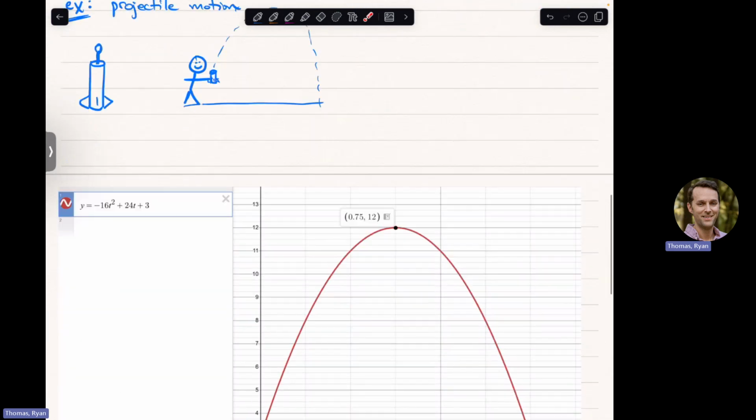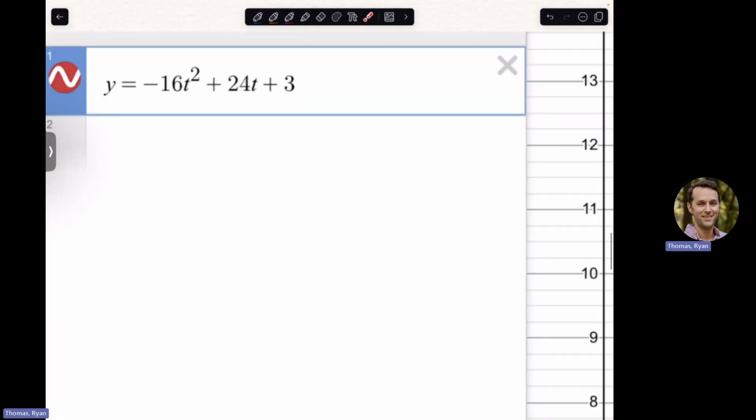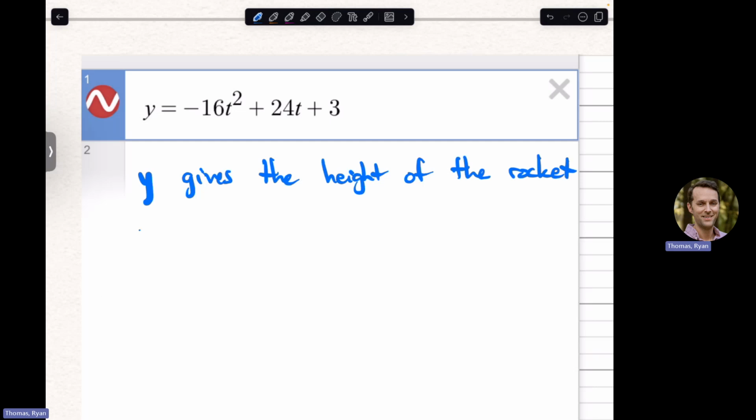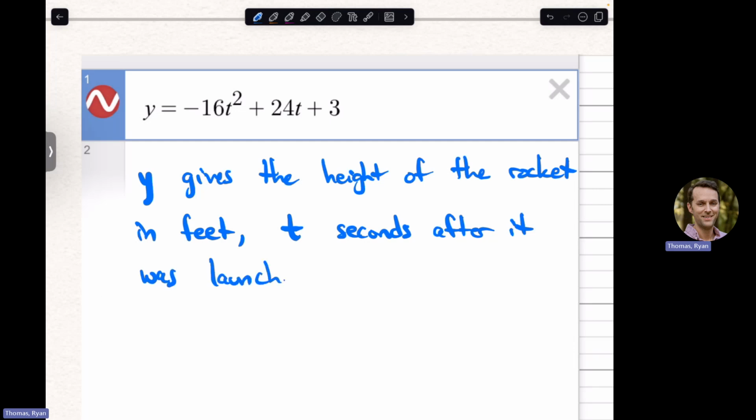So here's a little more detailed version of this example. We've got this function, and what it tells me is that y gives the height of the rocket in feet t seconds after it was launched. So I'm using t here rather than x because it stands in for time. This is a pretty common thing to do if we mean time specifically.